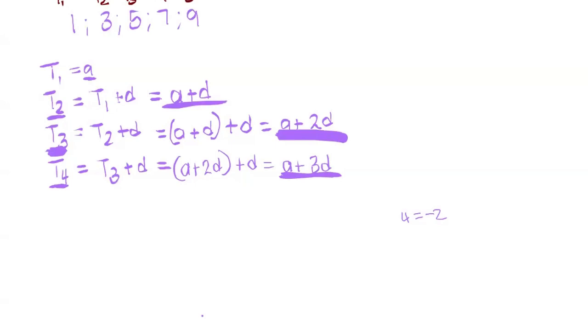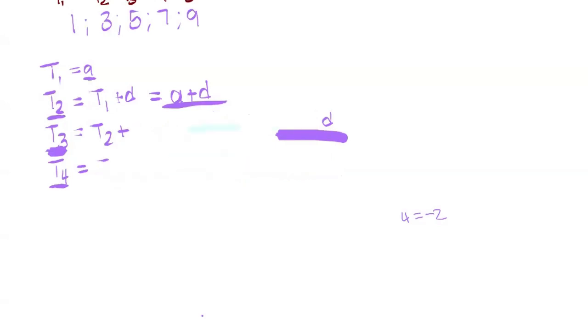Okay, let me try and explain again. Let me erase this and then I'll explain again. So when we want to derive the formula, we want to create a general formula that we can refer to whenever we want to find any term in an arithmetic sequence, right?